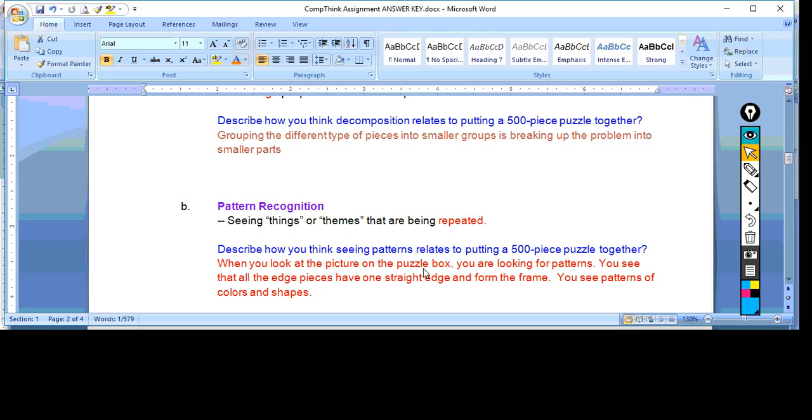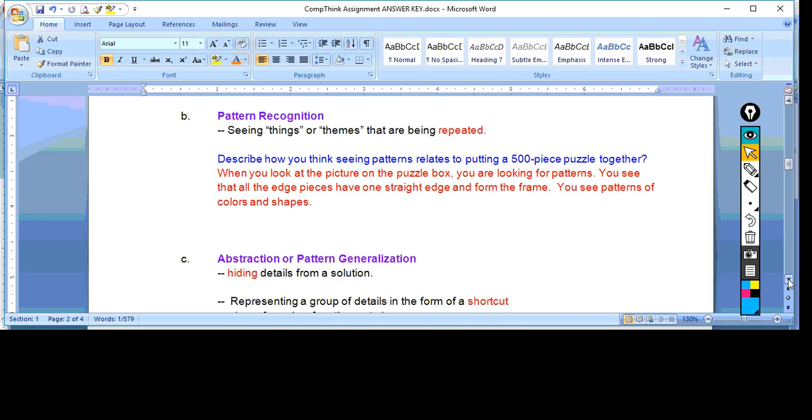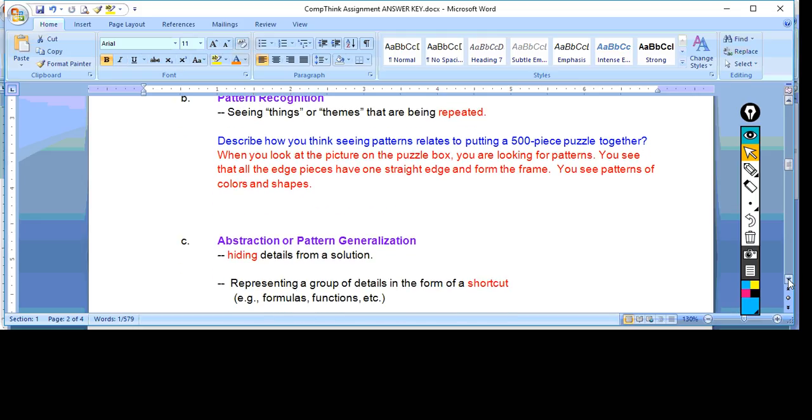Examples: when you look at the picture on the puzzle box, you are looking for patterns. You're looking to see all the edge pieces, so that there's a pattern. You are looking for all the ones that have that straight edge. You're looking at the ones that maybe have two straight edges to form a frame. You look to see patterns of colors and different shapes. And so you're trying to recognize patterns. Now that can help you solve a problem, in this case putting together a puzzle.